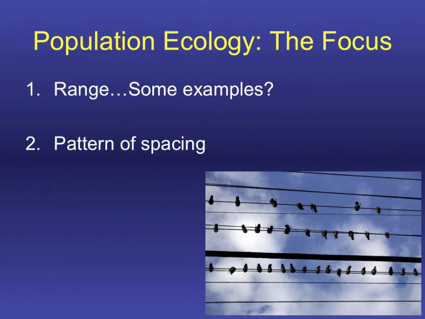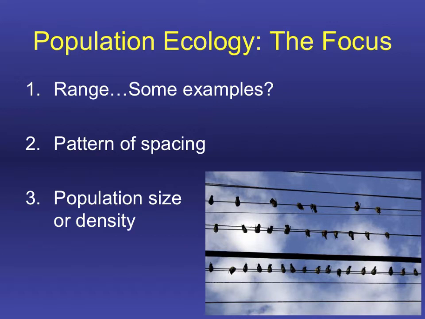We can look at the pattern of spacing. We call this dispersion, right? And so later on we'll see different types of dispersion patterns depending on what kind of organism you might be looking at. Is it uniform? Is it random? Is it clumped or aggregated? That's another thing to look at with population ecology, is how the organisms orient themselves relative to their other members of their population. And then we also look at the number of individuals. So really with population ecology, it's all about density and dispersion. How many of them are there and where are they? Those are kind of the two really big things encompassed by both range and pattern of spacing, as well as this third one down here, is how many of them there are and where are they relative to each other in the environment.